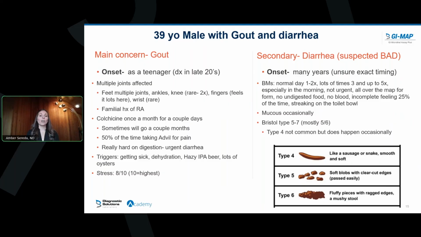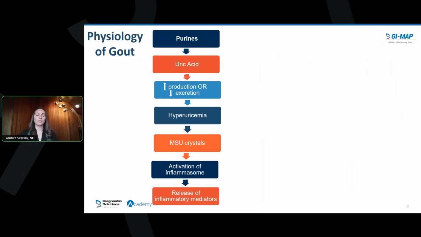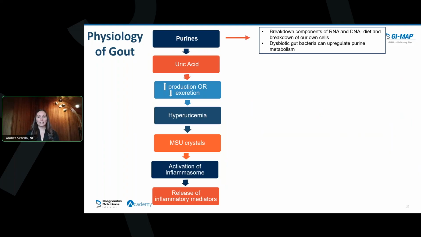So now that I've set up a case for you, we're going to talk about the basics of the physiology of gout so we can understand how this is impacting the gut and vice versa. So gout is considered a metabolic disorder involving hyperuricemia, which simply means elevated serum uric acid levels. At the top of this flowchart, you can see purines, and we're thinking about adenine and guanine, and these are breakdown components of RNA and DNA. And this is going to be from diet and breakdown of our own cells.